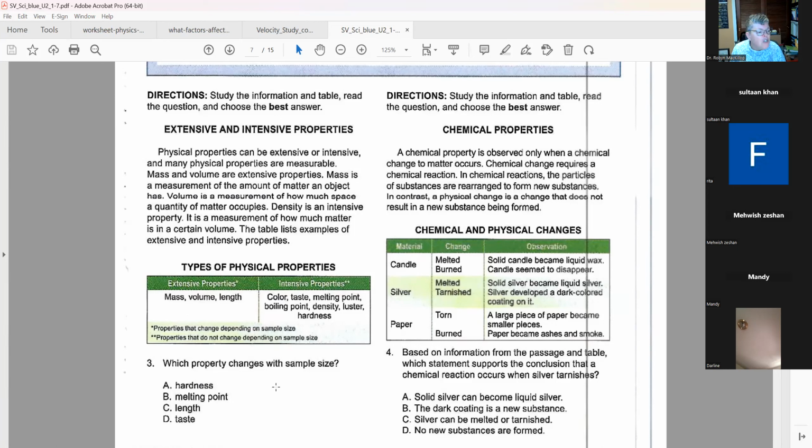So which property changes with sample size? That means if you have more of something, what changes? Does the hardness change? Melting. If there's more of it, does that change the melting point?